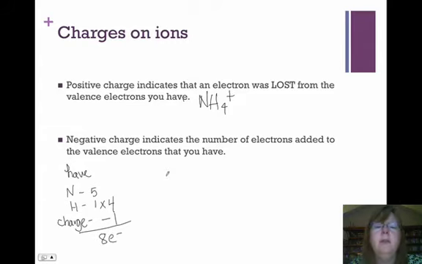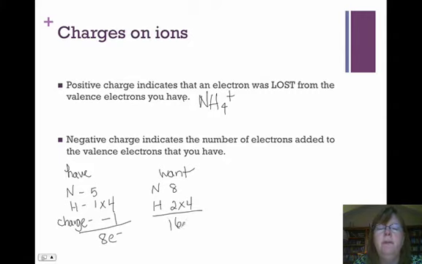Now, we're still going to do the want just the same way, and the charge doesn't matter here. Nitrogen wants 8. Hydrogen, now be careful, hydrogen doesn't want 8, it wants 2, and we have 4. And so we have a total that we want of 8 electrons. Well, we don't have what we want. Take the difference: we are short 8 valence electrons, or we're going to have 4 shared pairs.